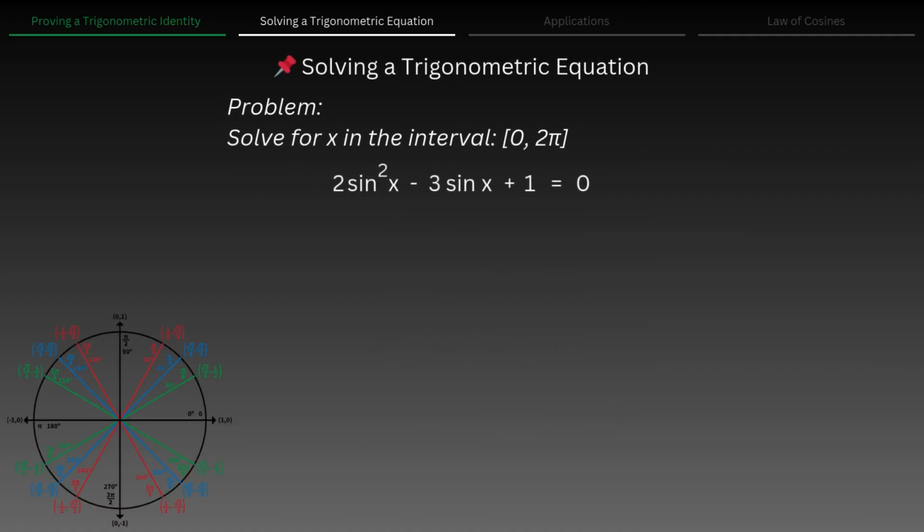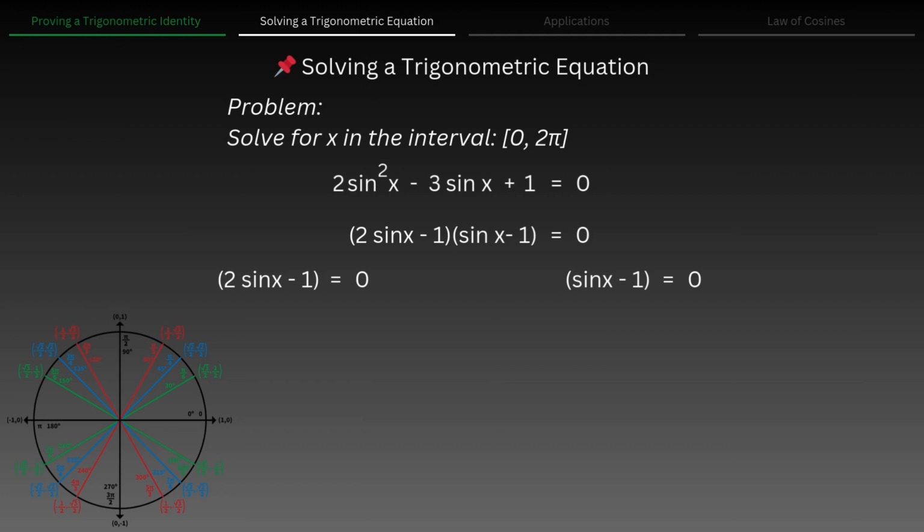Problem 2. Solving a trigonometric equation. Problem. Solve for x in the interval: 2 sine squared x minus 3 sine x plus 1 equals 0. This looks like a quadratic equation in terms of sine. To solve it, let's factor it. We rewrite it as (2 sine x minus 1) times (sine x minus 1) equals 0. Now, we set each factor equal to 0.